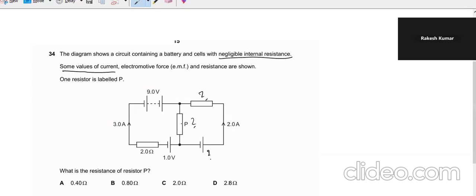Then he says one resistor is labeled P. What is the resistance of resistor P? So he's basically asking me what's this without giving me other information. Obviously, if he's not giving me this information, whatever I have is in this loop. And that means, can I just look at this loop and get P? Okay. Now, Kirchhoff had told me that you can consider the loops independently of each other, but please make sure of the other law also.